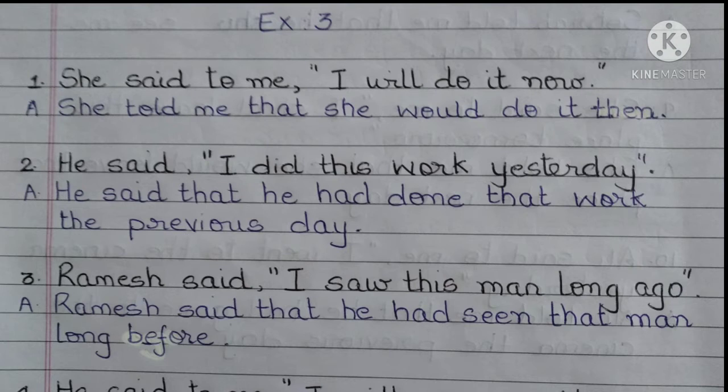"This" changes into "that", and "yesterday" changes into "the previous day". Now this "did" is in the past tense, so this past will become past perfect. So we have written "had done". The third one: Ramesh said, "I saw this man long ago." So your answer will be, Ramesh said that he had seen that man long before. "Ago" will change into "before", and "this man" will become "that man".